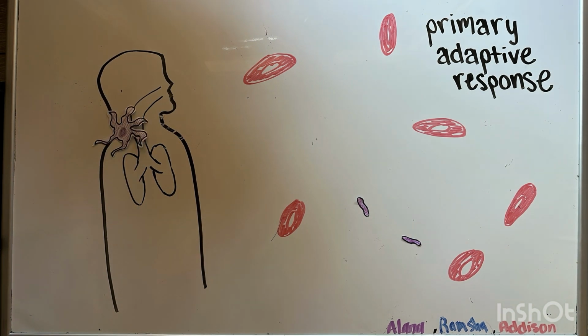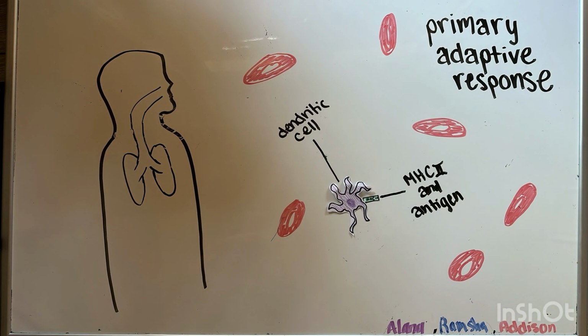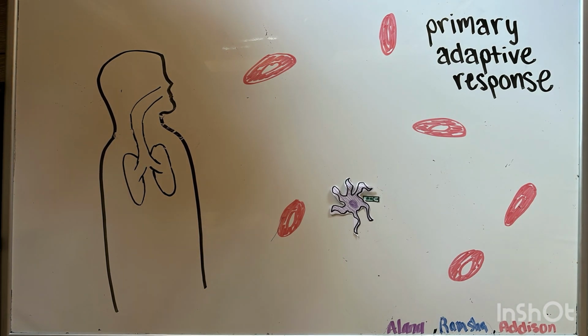Antigen-presenting cells, such as dendritic cells, travel to the lymph nodes carrying the bacteria. After an antigen-presenting cell engulfs a bacteria, it displays a fragment of the antigen complex with a major histocompatibility complex class II molecule, or MHC2 for short. The dendritic cell presents the antigen fragment to a helper T cell, a type of T lymphocyte that can recognize the MHC2 molecule and bind to it with the assistance of a CD4 binding protein.